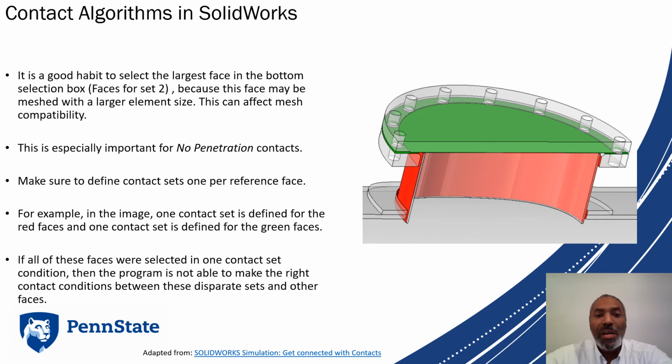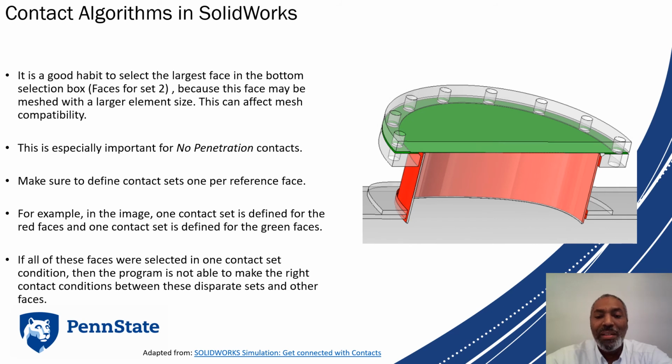All right, some notes on contact algorithms in SOLIDWORKS. It's a good idea to select the largest face in the bottom selection box, or the faces for set 2, because this face may be meshed with a larger element size, and this can affect mesh compatibility.